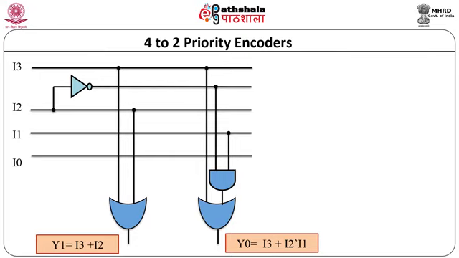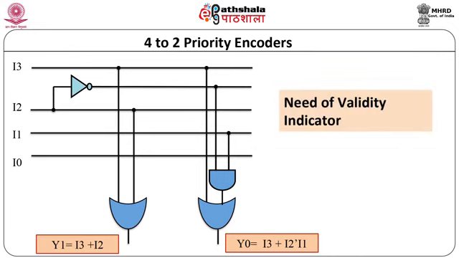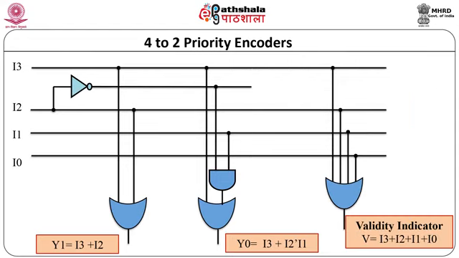Further, one can introduce one more output for the priority encoder to indicate whether the output is valid or not. This special output is also called the validity indicator. It is generated by simply ORing all possible inputs. If all the inputs are 0, the output is invalid, and the output is valid, that is logic 1, only when at least one input is active.